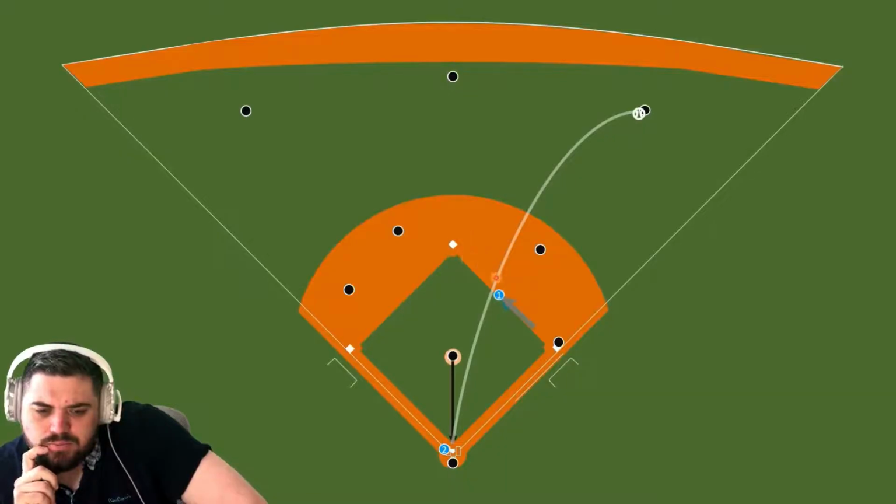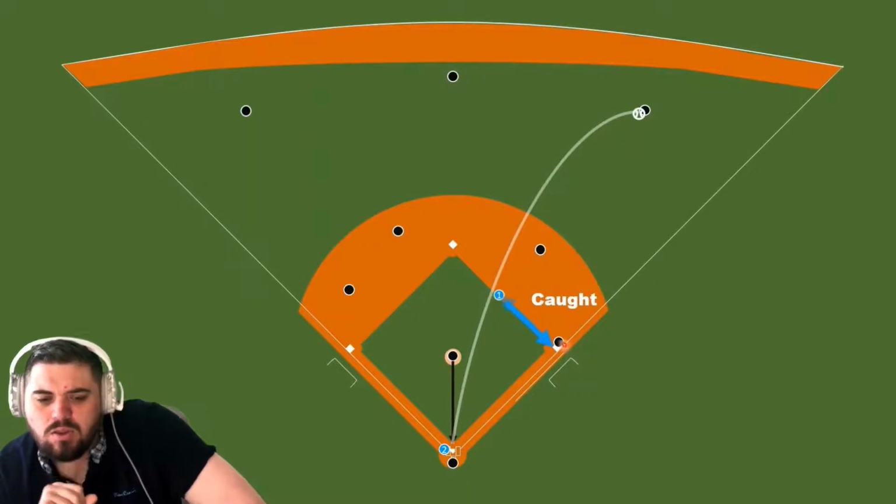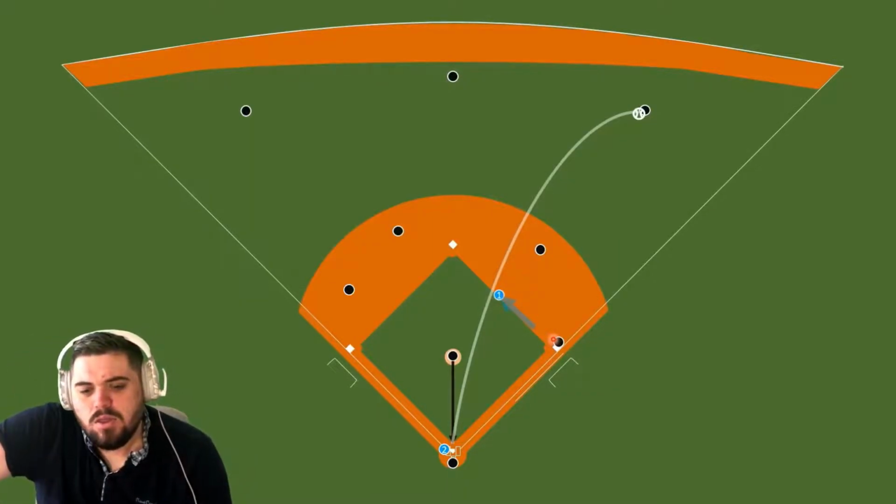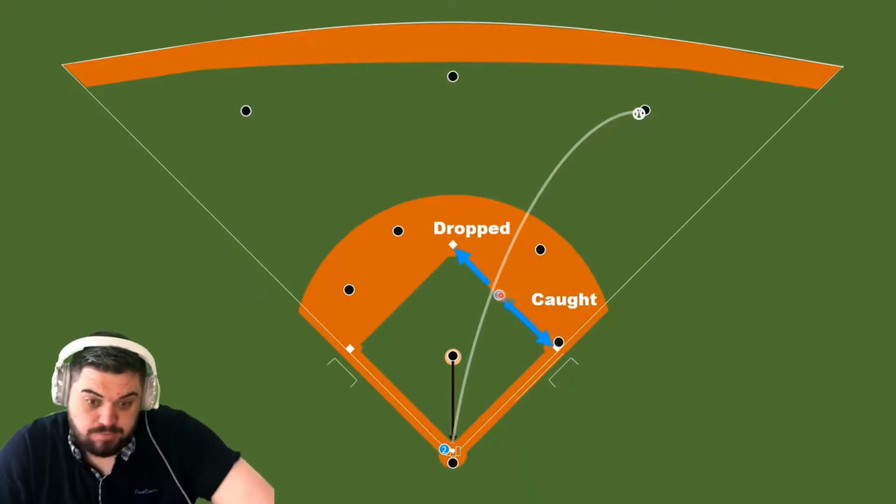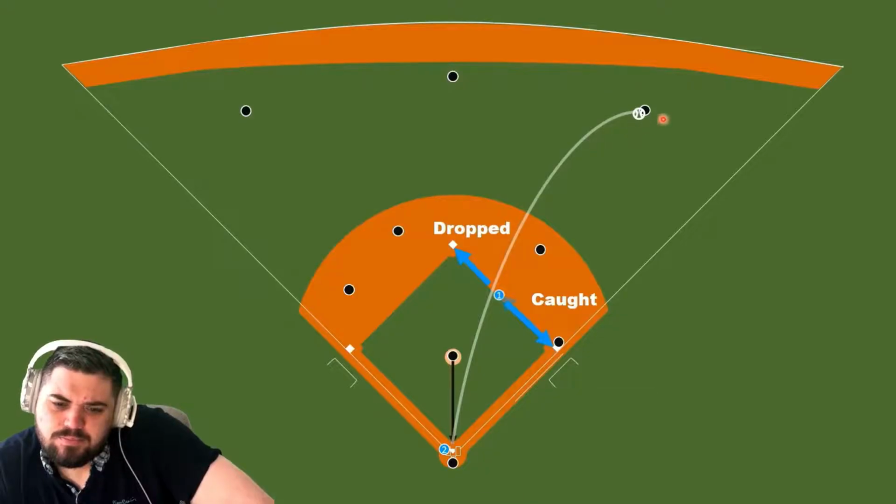Why he hasn't gone to base 2 is because if the ball is caught, then he must return to his original position. If the ball is dropped, then he can move to the next base. So he's standing here and waiting whether the ball will be caught or dropped. If it's caught, then he needs to come to the original position. If it's dropped, he can move on to the next bases anywhere.